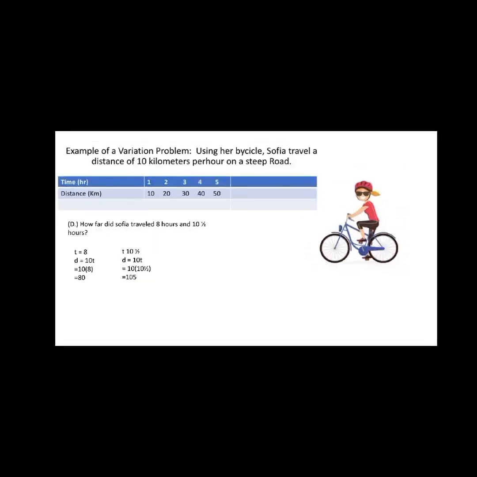Now in question D, we will be using distance equals 10 times time as our equation, so the time is 8 hours and 10.5 hours. Now, let us try the equation first at 8 hours. So 8 hours will be the time and the rate will be 10, so we have to multiply 8 by 10. So the answer will be 80, so 80 kilometers is traveled in 8 hours.